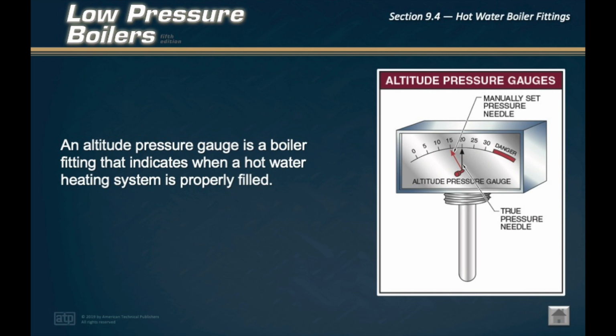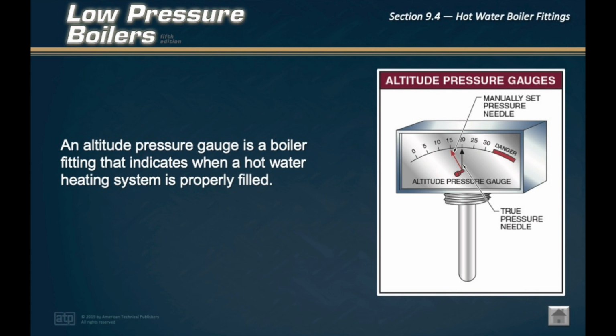An altitude pressure gauge is a boiler fitting that indicates when a hot water heating system is properly filled. When the black needle covers the red needle, the system is properly filled with water. The red needle can also be reset to conform to the water pressure in the system along with the compression tank by manually positioning the needle.